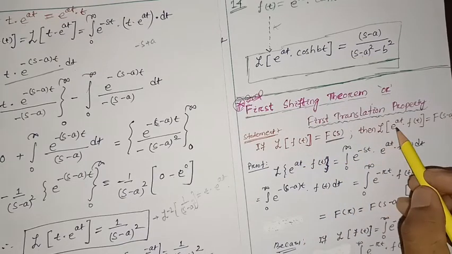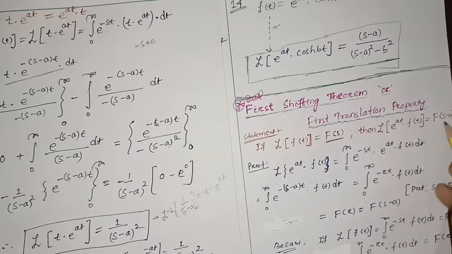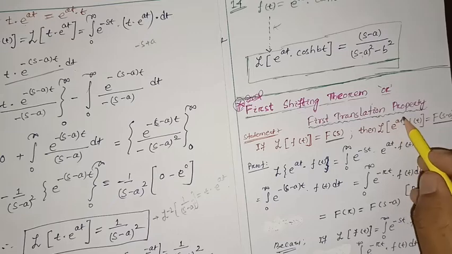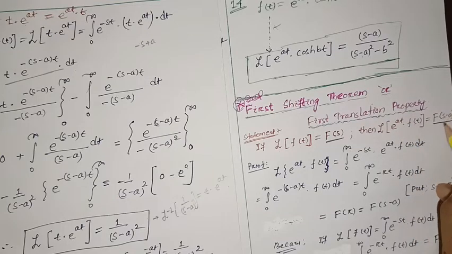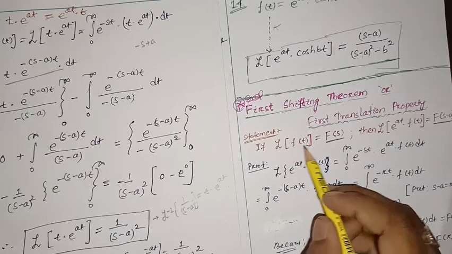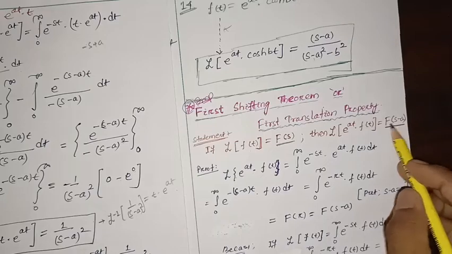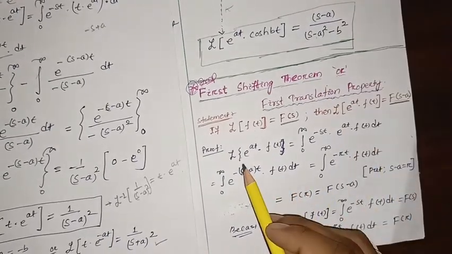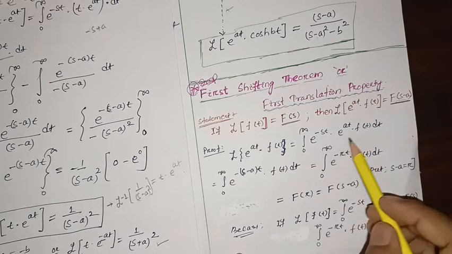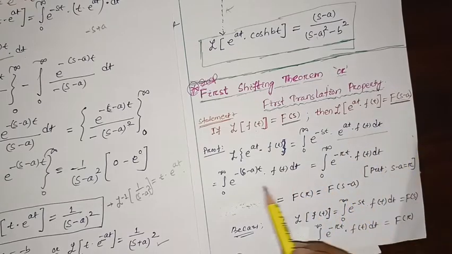If Laplace transform of e to the power at into f of t, the value will be F of s minus a. If e to the power at is multiplied, then the value will be whatever the F of s value for f of t, there instead of s you have to write just s minus a. You just write s minus a. Here is the proof that Laplace transform of e to the at f of t will be written as this one.